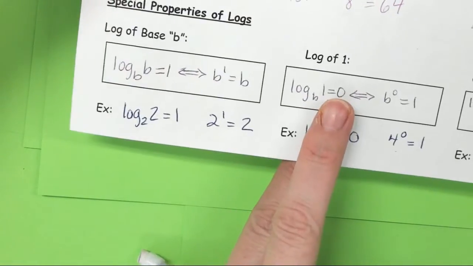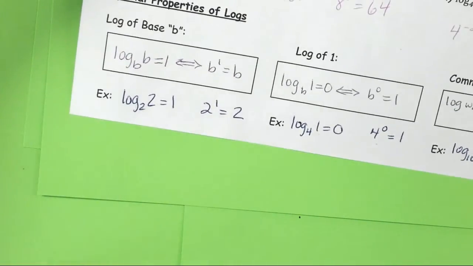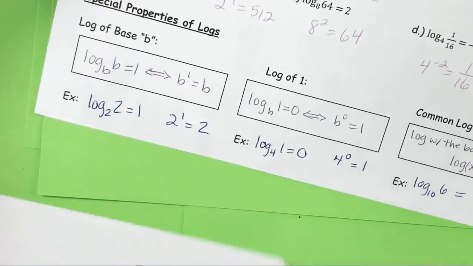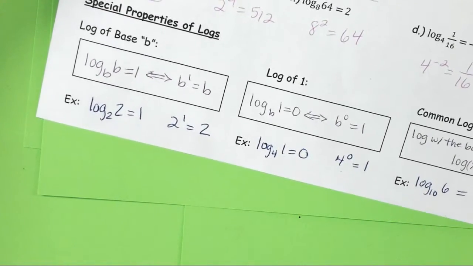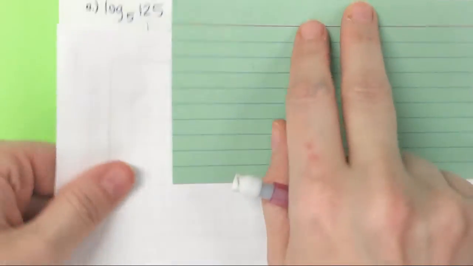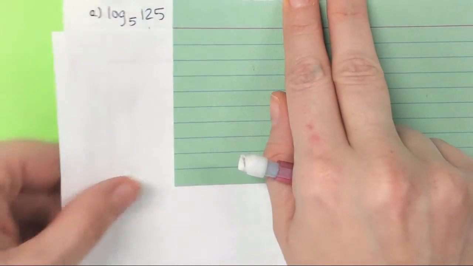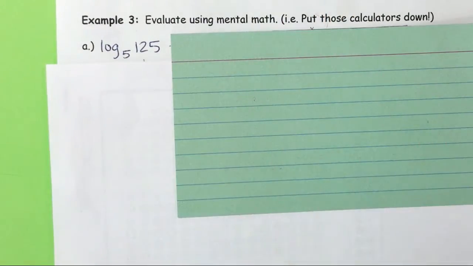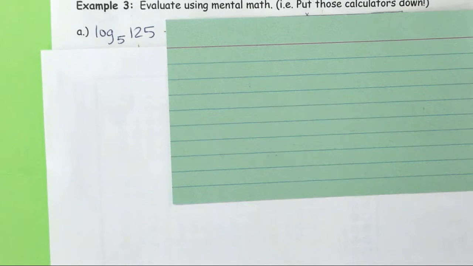All right, and then we're going to evaluate using mental math here. So I'm going to give you the problem. Okay, so I have log base 5 of 125. Okay, and I'm actually going to show you 2 different ways you can think about this, and then you can choose which way you want to do on your homework.